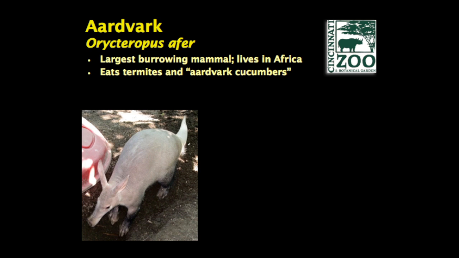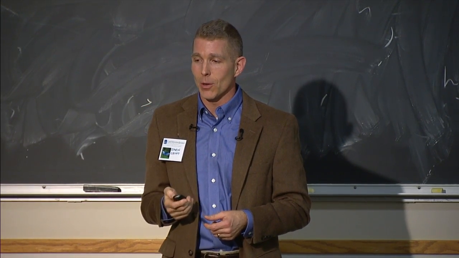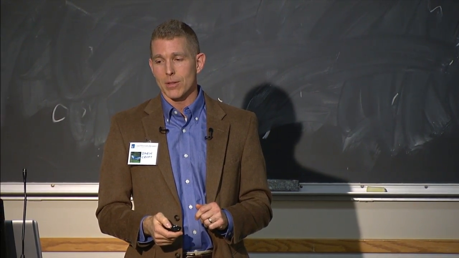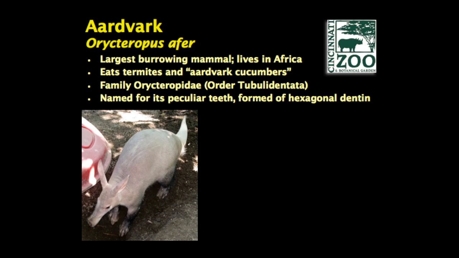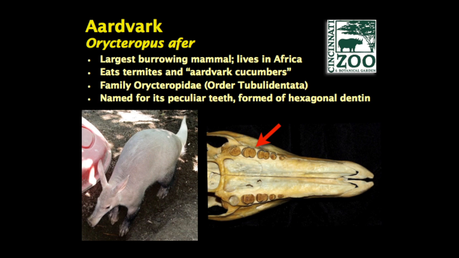They mostly eat termites, so they're very powerful diggers, and also these things called aardvark cucumbers. They are in their own family, and they are in their own order. This is one of 2 branches of mammals that's just hanging on by a thread. This one and the monito del monte. They are the only species of their entire order, which must be pretty lonely. So for that reason, you should go check them out down in Cincinnati. And it's named for its peculiar teeth, the Tubulidentata part, which are formed of hexagonal prisms of dentine. And that's a close-up of what they look like there. Not that you can see the dentine.